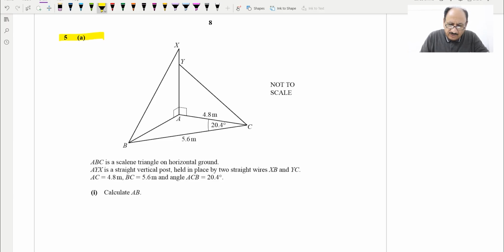In question number 5, part A says not to scale drawing. ABC is a scalene triangle. A is this one, B is this one, C is this one. On horizontal ground, AYX is a straight line. A vertical post is held in place by 2 strings, XB and YC. AC is equal to 4.8 and BC is equal to 5.6 and angle ACB is equal to 20.4, and calculate AB.